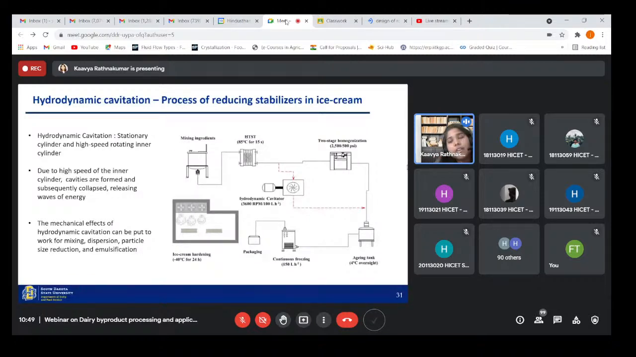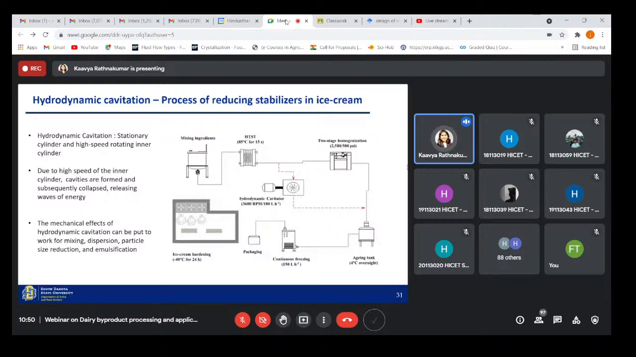cavities are formed, and cyclic growth and collapse of bubbles take place by alternating compressions and rarefactions, producing hydrodynamic cavitation. This cavitation can be put to work for various purposes: mixing, dispersion, reducing particle size and emulsification. In our study, we used various ice cream formulations, and we tried to reduce the stabilizers and completely use hydrodynamic cavitation instead of the homogenization process.